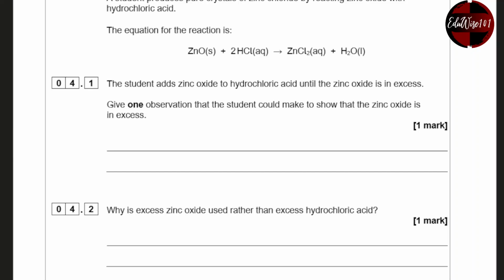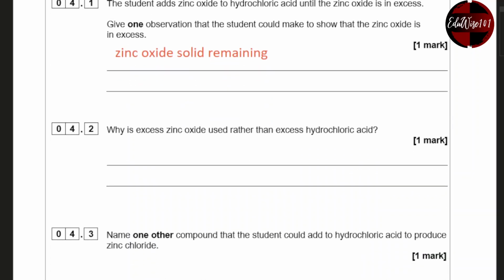How would you know that's in excess? Now, if the zinc oxide is reacting to form zinc chloride, then the solid zinc oxide will remain if it is in excess. So, solid zinc oxide will be remaining.